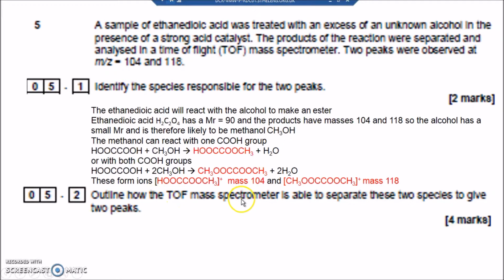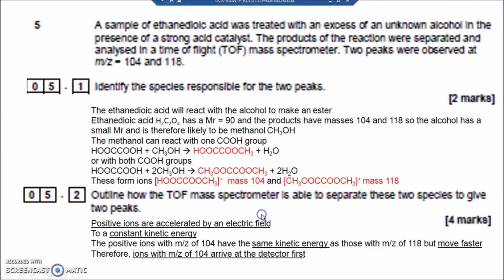Outline how the time-of-flight mass spectrometer is able to separate these two species to give 2 different peaks. So it's because they've got different masses, and what actually happens in the time-of-flight mass spectrometer is they've both got the same kinetic energy. So both of these molecules have the same kinetic energy, but because this one is smaller, this one gets accelerated more quickly and moves at a faster speed and hits the detector plate before this one, and that's why you can distinguish between the two.